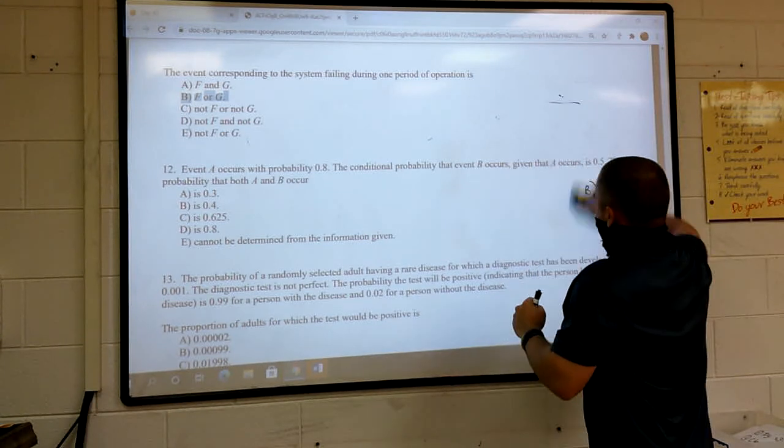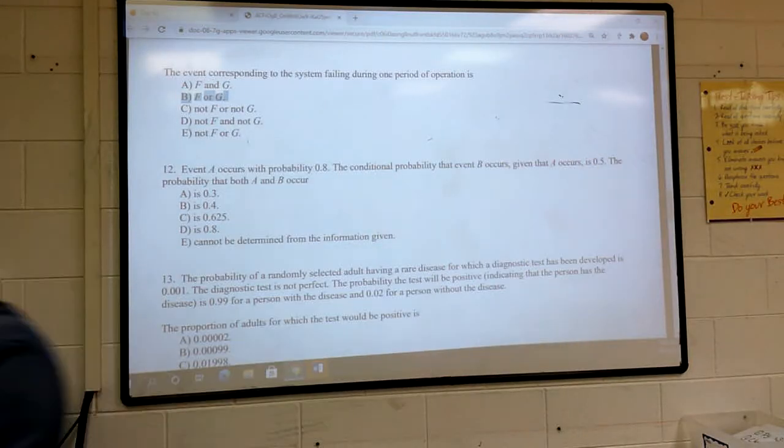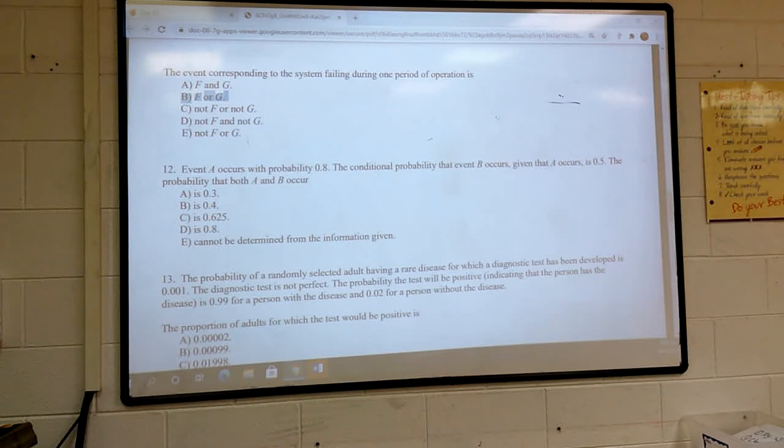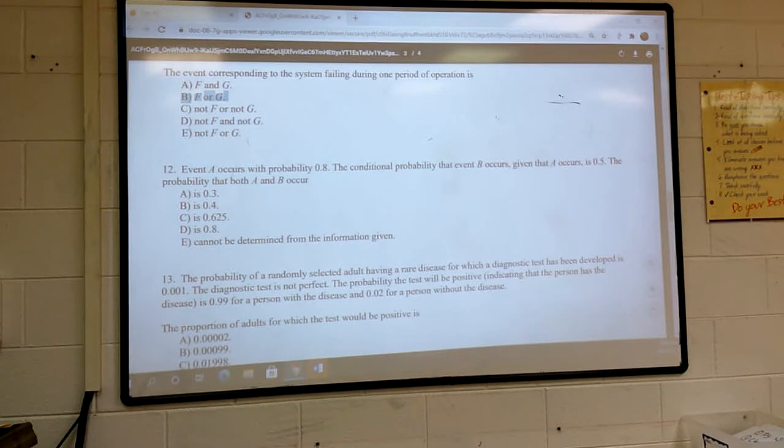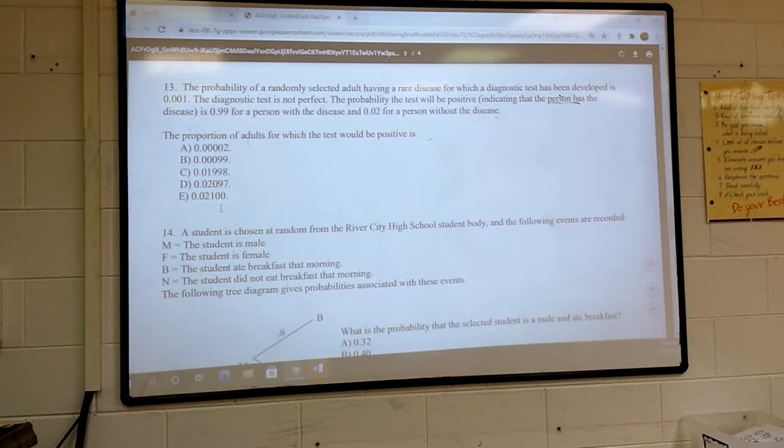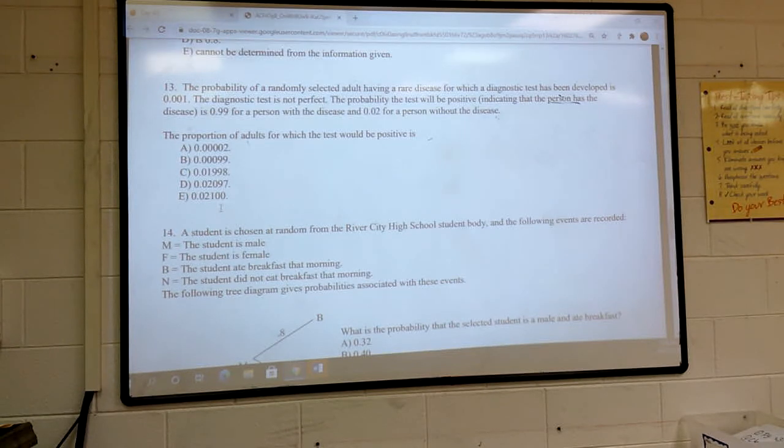All right, so we move to those conditional probabilities. They are some of the harder ones. So you move to 13. The probability of a randomly selected adult having a rare disease for which a diagnostic test has been developed is 0.001. So let's think about it.